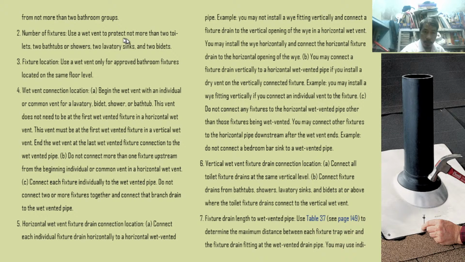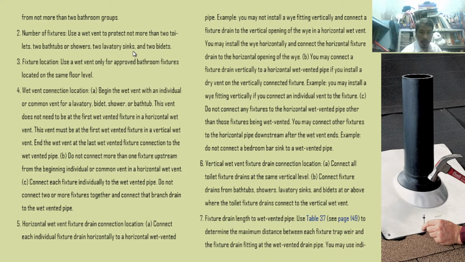Use wet vents to protect not more than two bathtubs or showers, two laboratory sinks, and two bidets. So two bidets, two laboratory sinks, two showers, two bathtubs, and so on. Number 3, use a wet vent only for approved bathroom fixtures located on the same floor level.